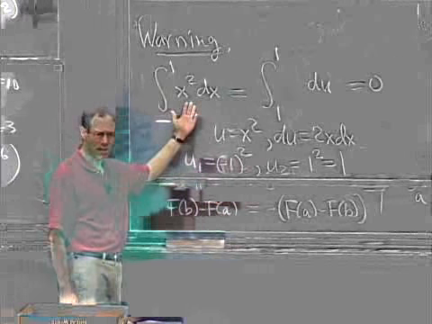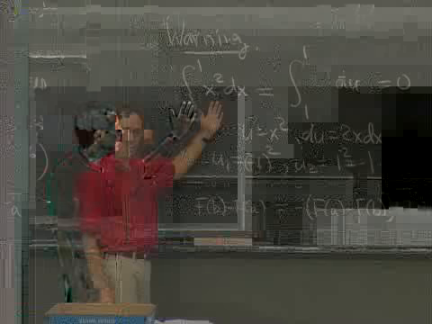This is the integral of a positive quantity. And it's the area under a curve. It's going to be a positive area. So this is a positive quantity. It can't be 0.